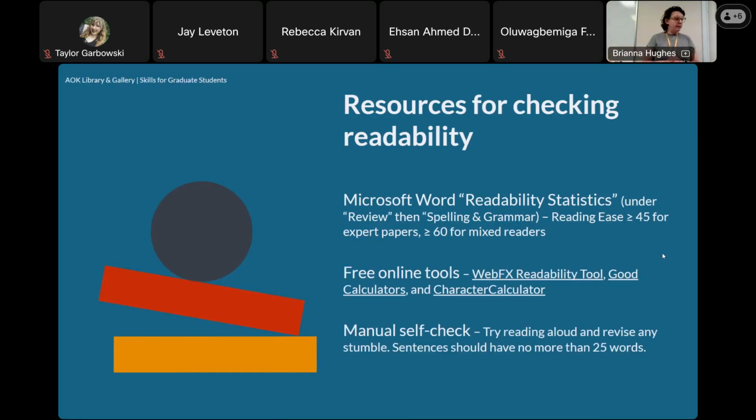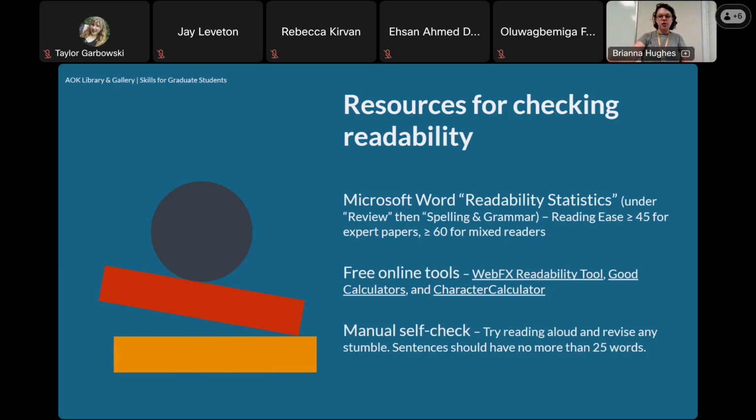So we talked a little bit about readability, and Taylor, I think, had questions about how to make sure that you're striking the right tone, the right vocabulary for readability. Here are 3 resources for checking readability. The first, some of us may be familiar with this. I know I remember using it when I was in college. Microsoft Word has readability statistics. You can find it under the review menu and then spelling and grammar.